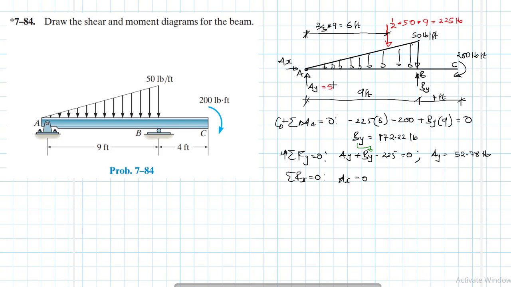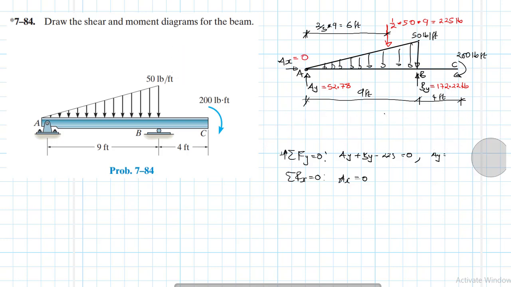AY is 52.78 and BY is 172.22 pounds. AX is 0. So let's get rid of this so that we prepare to draw the shear and the moment diagram.